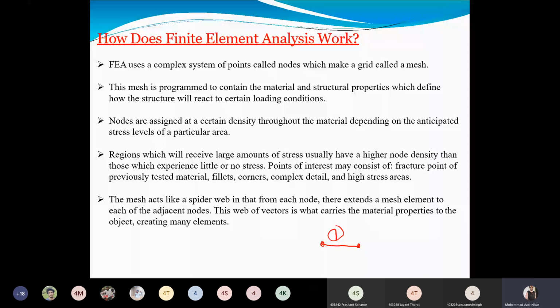So we are considering a step bar of a certain length, and these end points are called the nodes, and the entire part is called the element. You can divide that into a number of elements and shapes. So those are the nodes, which make a grid.